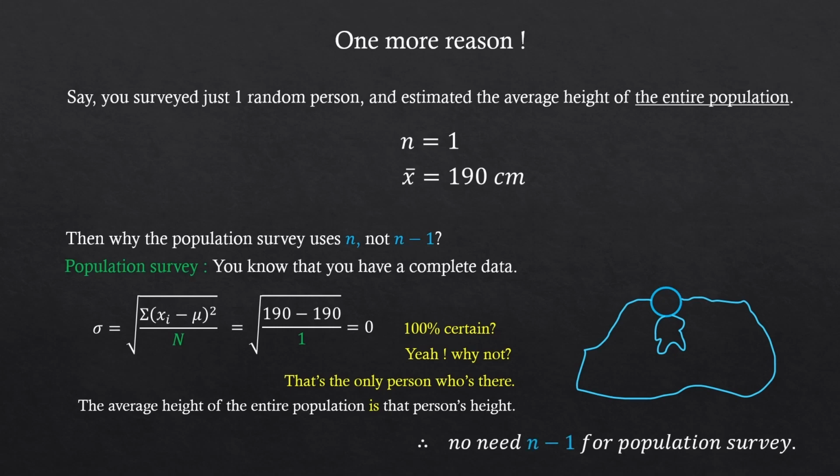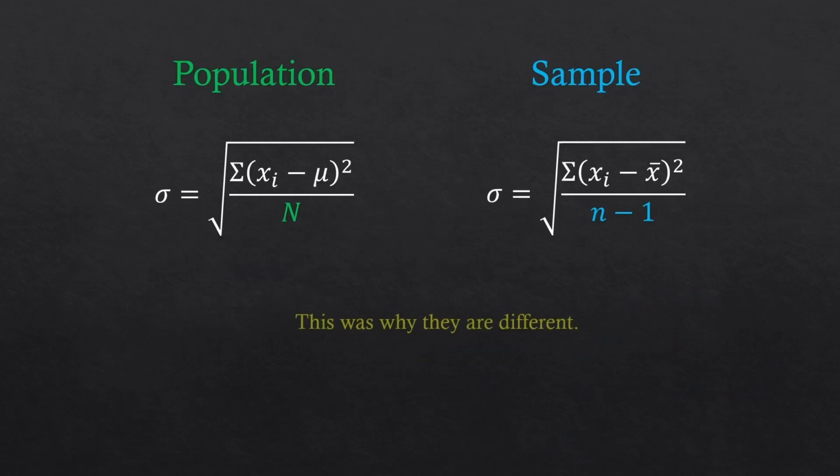So for population statistics, we don't need n-1. N still works, so we can just keep n. This was why they're different. Each of them works suitably for its own environment.